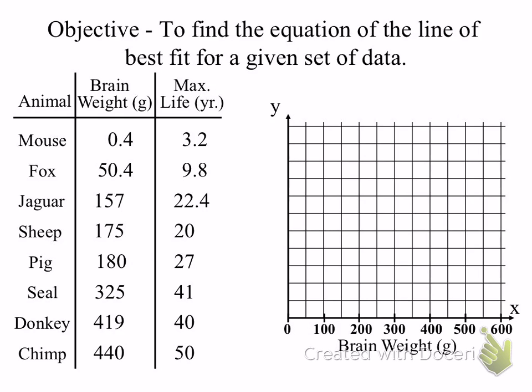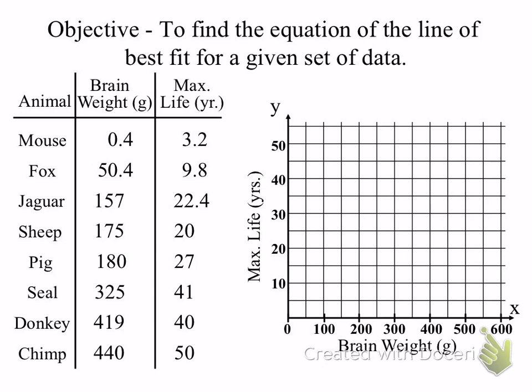And my maximum lifespan, how am I going to do that scale? How am I going to create that scale? Ben? 5. He's going to do by 5s. Good. So we really kind of do 10s every other one. That's really by units of 5. Because we have to make sure to include from 3.2 to 50.